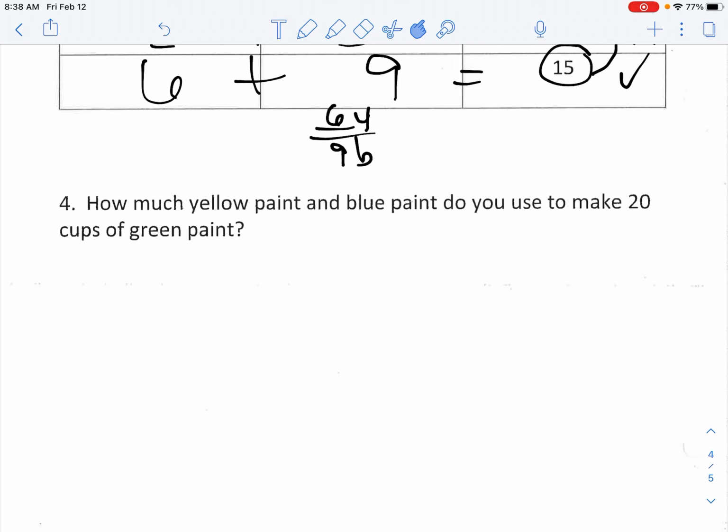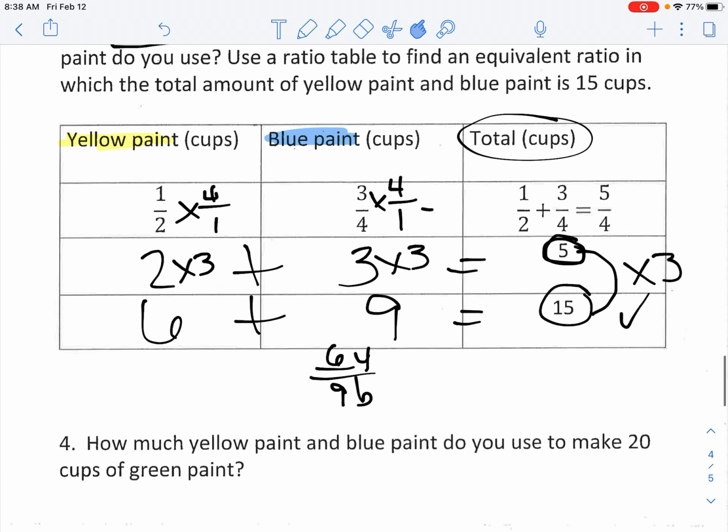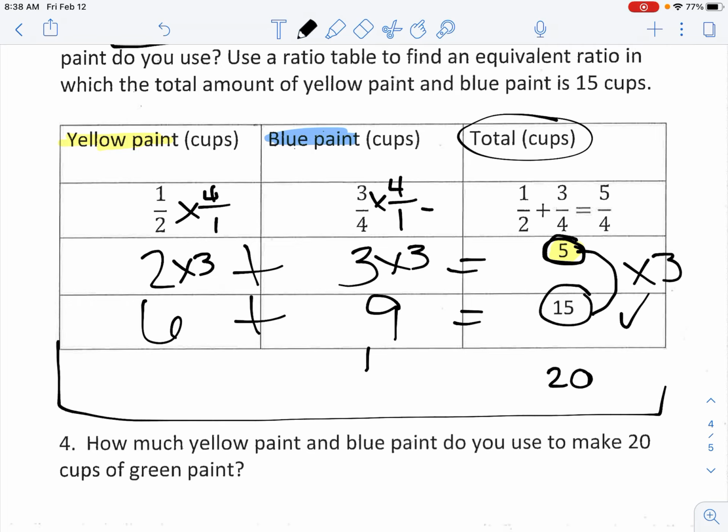How much yellow paint and blue paint do you use to make 20 cups of green paint? 20 cups. So I'm going to go back up to a factor of 20. I know that 5 is a factor of 20. So to get from 5 to 20, I'm going to put 20 down here, and I'm going to make myself one more row in my table. I think that would make the most sense in my brain.